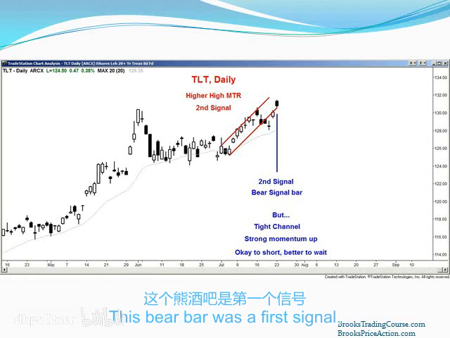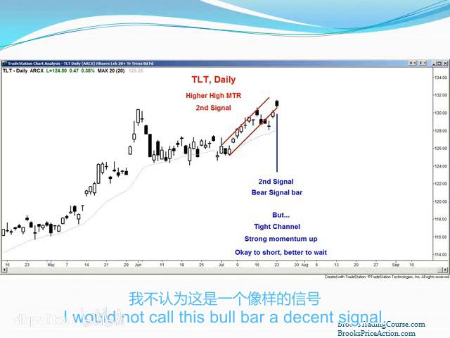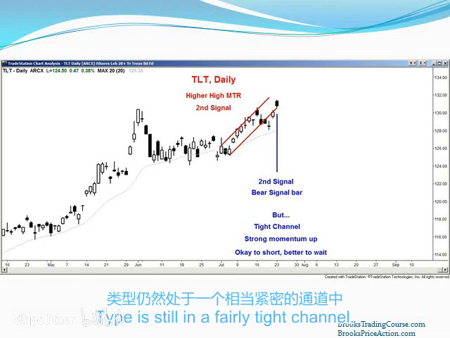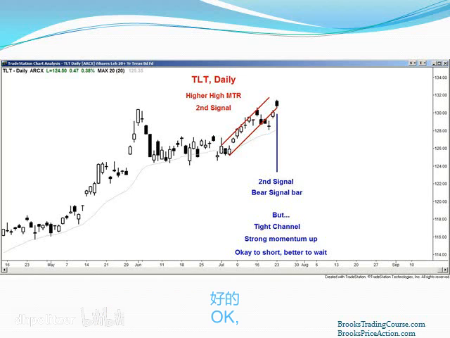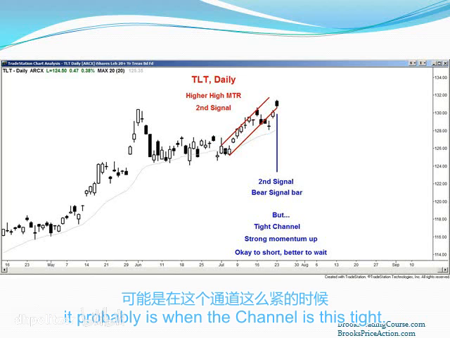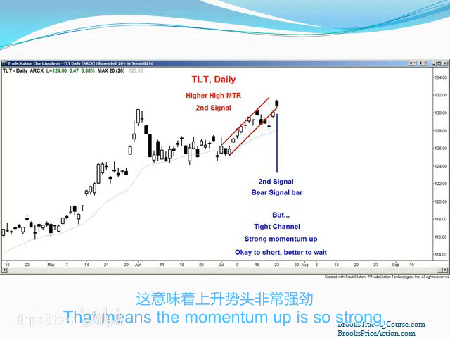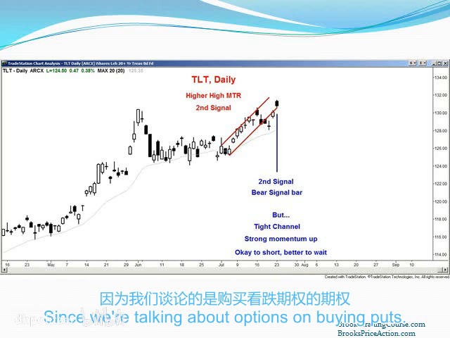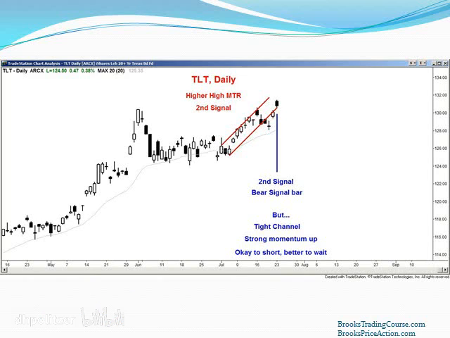This bear bar was a first signal. I would not call this bull bar a decent signal. I would say this is a signal, this is a signal. Tight, it's still in a fairly tight channel, okay? Maybe it's better for it to round over some more. In fact, it probably is when the channel is this tight. That means the momentum up is so strong. But I would not be opposed to taking this short, since we're talking about options, buying puts.